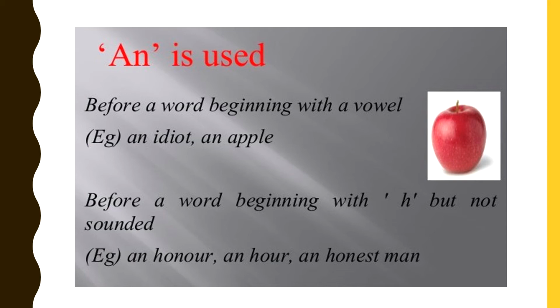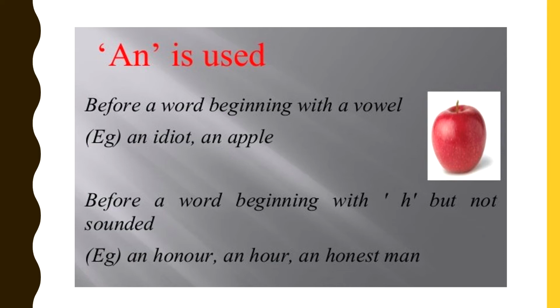Now let us see another rule related to the usage of article an. Whenever any word begins with the letter H, but that letter H is not sounded, that means it is a silent letter, again you have to see what is the sound of that word. I'll explain it with some examples.